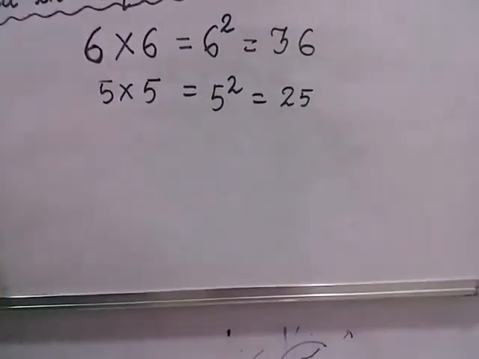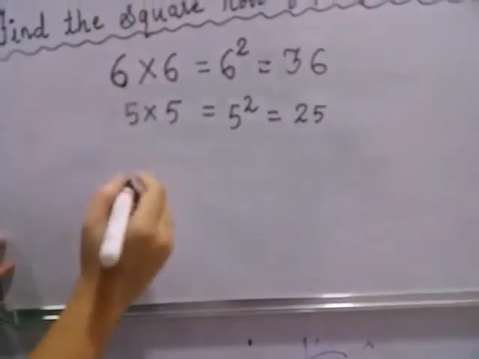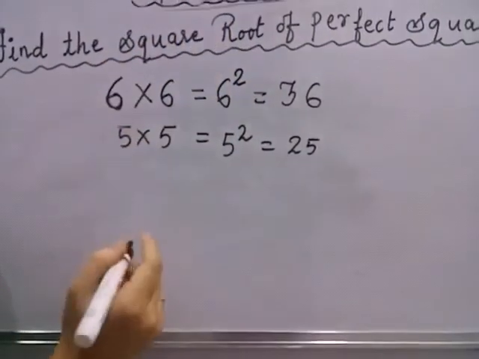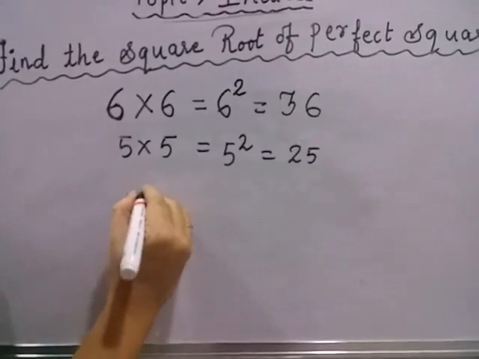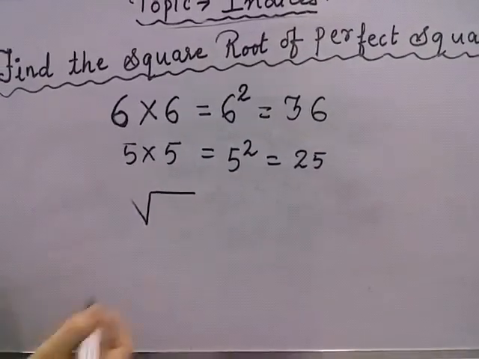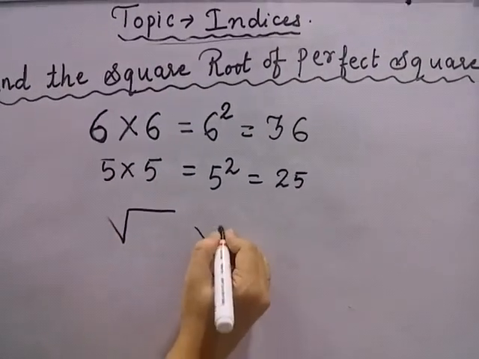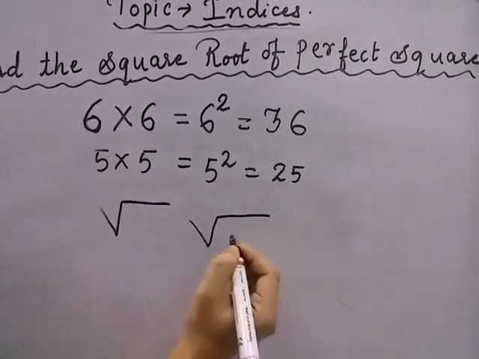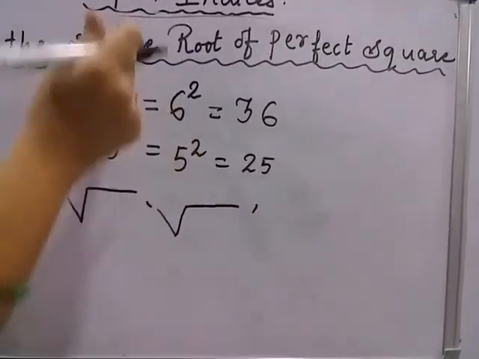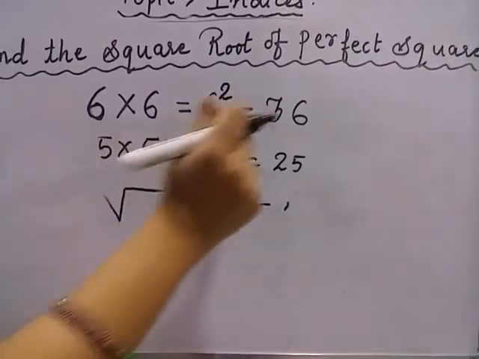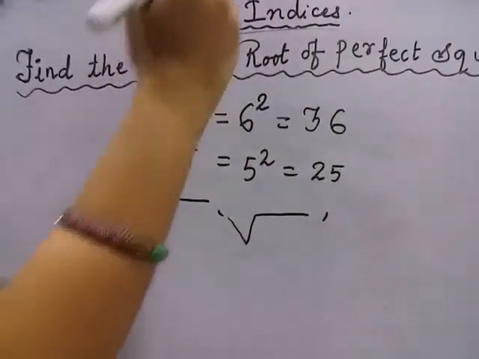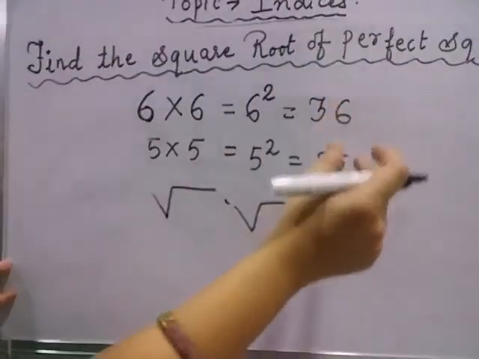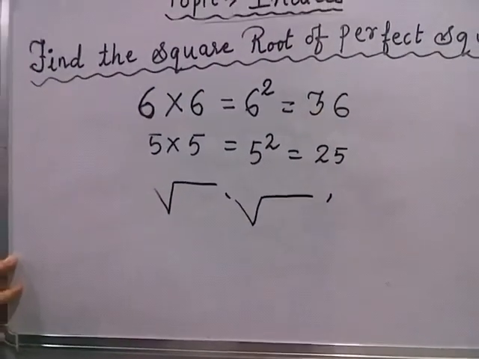It is called what? Square root. There is one symbol used for square root, and that symbol is this particular symbol. How to draw it? We are going to draw it this way and then a line. So this particular symbol is used for a square root. So how do I find from square root to square? This 36 or 25, they are called perfect squares.